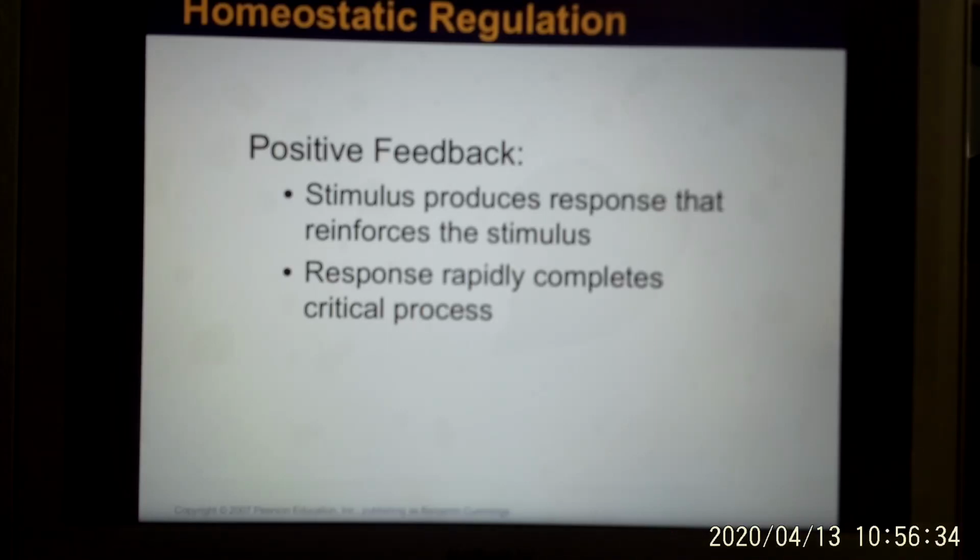We finished the negative feedback. Let's look at the positive feedback. The positive feedback is a response that happens in your body. It's not stable. It's like when I use a microphone and stand too close to the speaker.